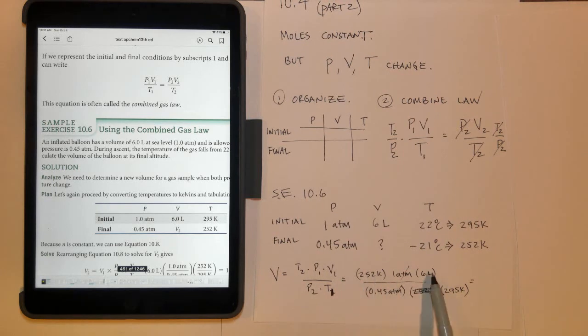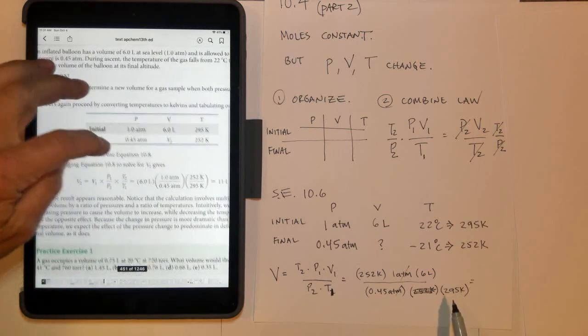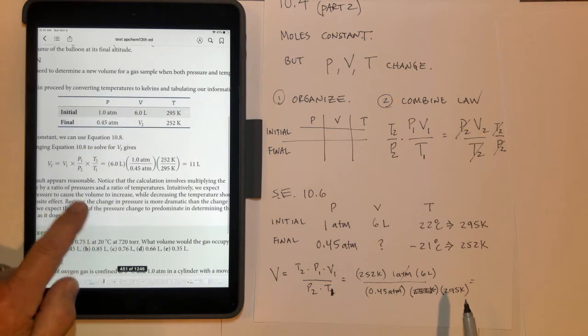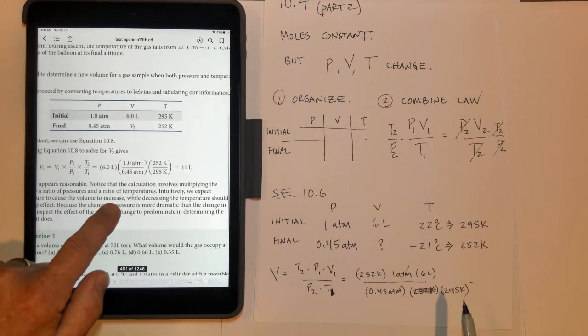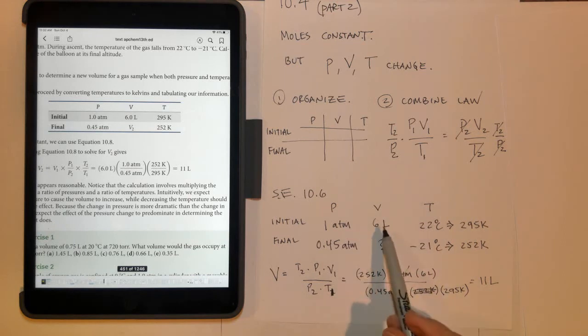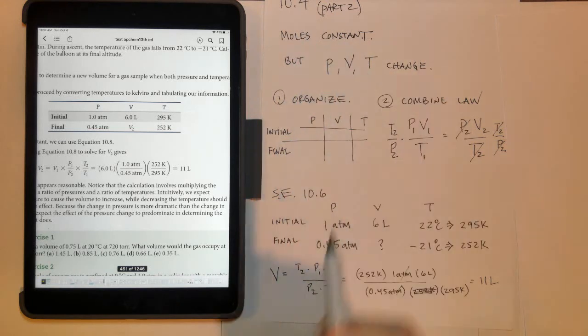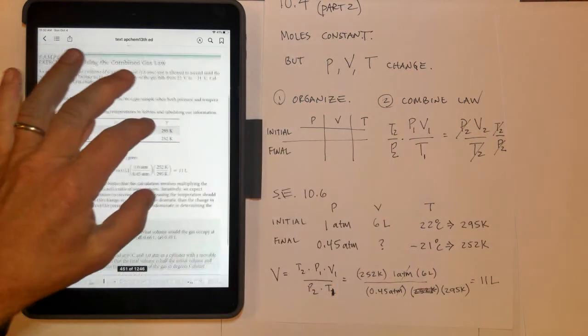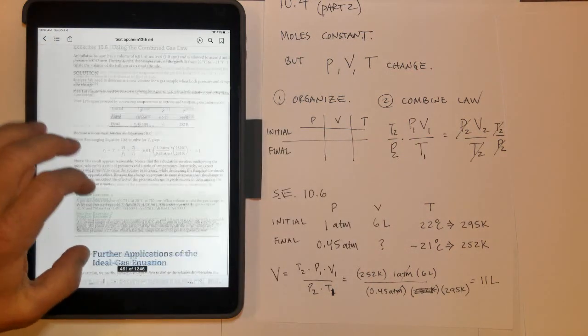So 252 times 6 divided by 0.45 times 295. We'll let the calculator do the work for us. And then after we rearrange that and put that in, we should end up with 11 liters. And so our balloon increased in size from 6 liters to 11 liters. We never changed the number of moles of gas. The number of moles was constant, and that let me know that it was a combined gas law problem, not a PV equals nRT problem.